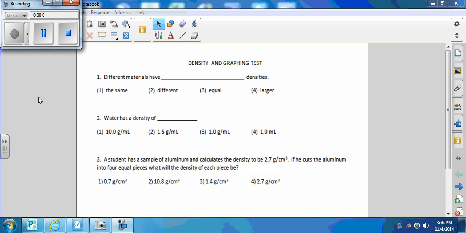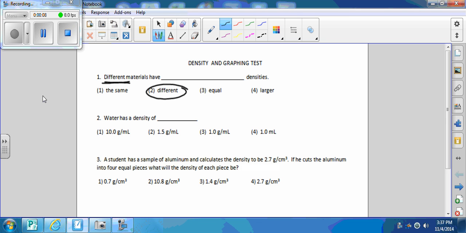Density and graphing tests. Different materials have different densities. Keyword: different materials. Water has a density of, remember the lab, 1.0 grams per milliliter.